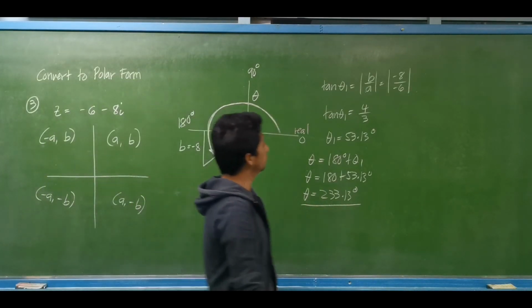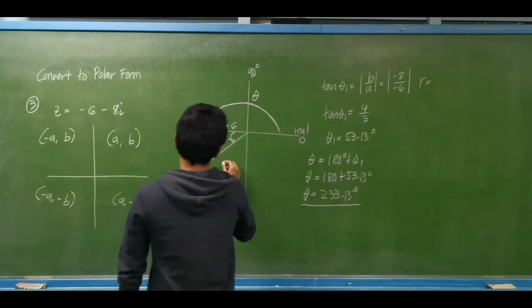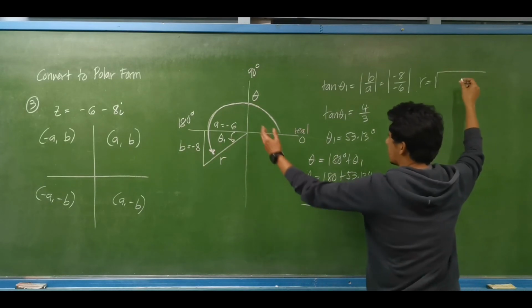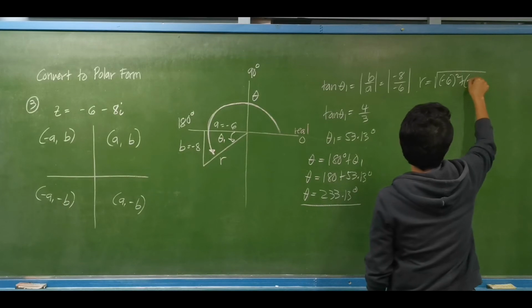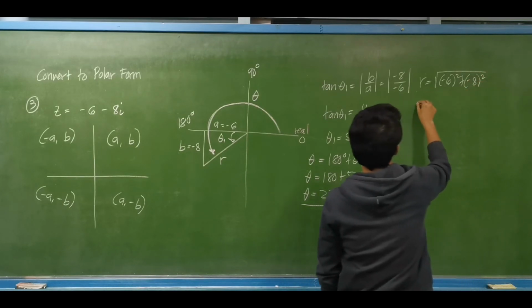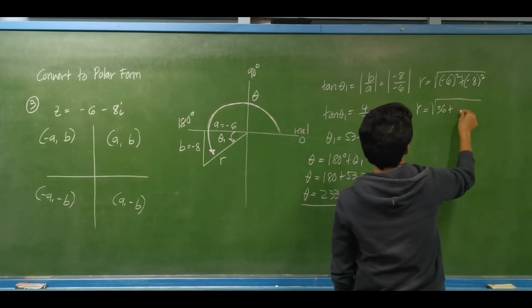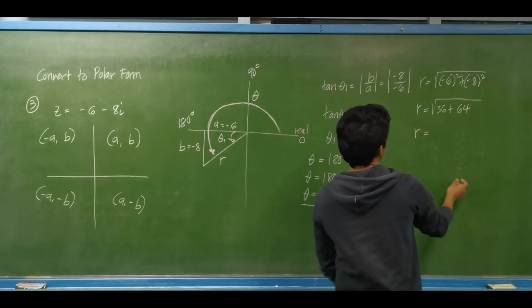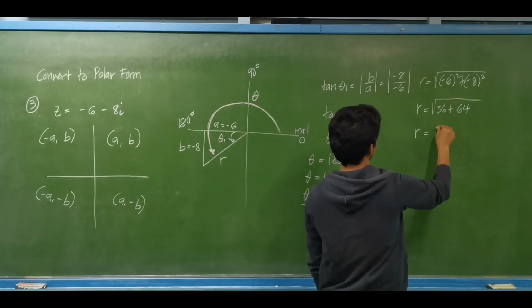Okay, then we have the value of r, or the modulus. We can have it by the Pythagorean theorem, that is the square root of, or the absolute value of z. We have negative 6 squared plus negative 8 squared. The value of r is the square root of 36 plus 64. 36 plus 64 is 100. The square root of 100 is 10.